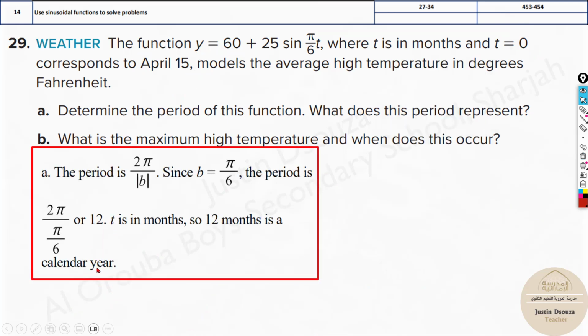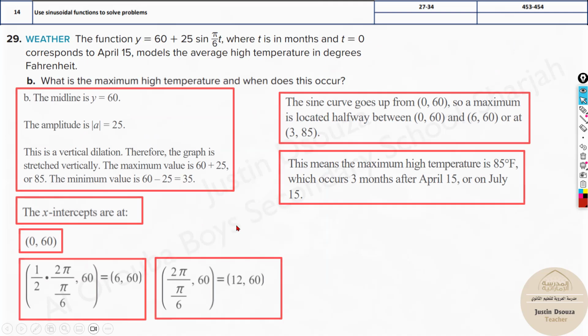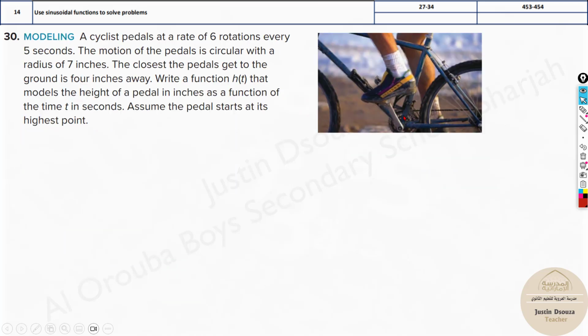Let's go through the sample answers. Here they have told it's 12 months in a calendar year. That is when it starts repeating itself. That is period. And then over here they have used the intercept method, but just try to stick with the table method, because in the previous video also I taught you the same method. It's easier. And you can see this means the maximum eye temperature, it's 85 degrees Fahrenheit, that's the unit, occurs 3 months after the initial April. That is in July 15 that occurs. That is what it is.